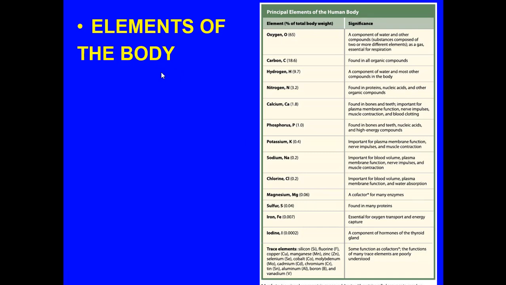Elements of the body. Recently, they have upped the number to include bromine. Okay, but basically there are 28 elements that make up your body.